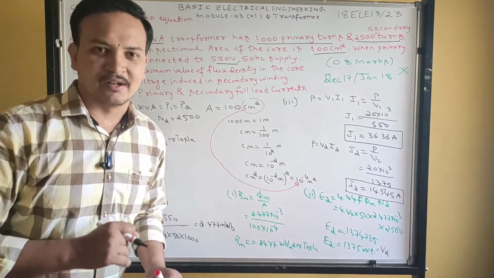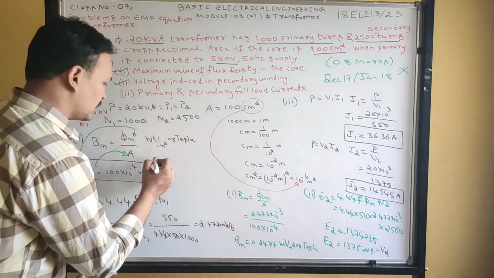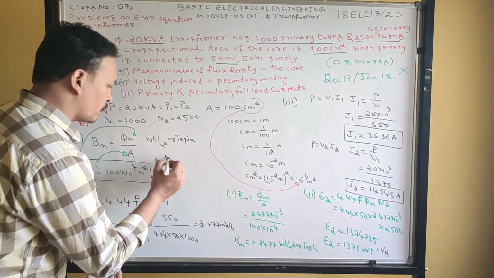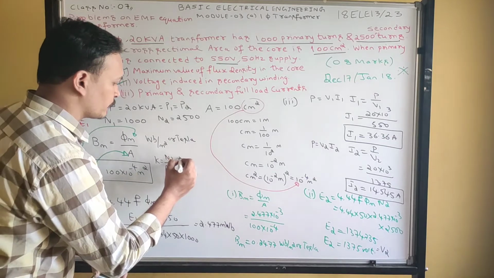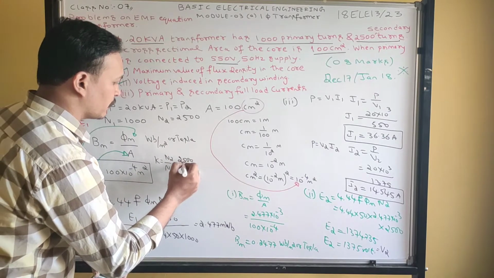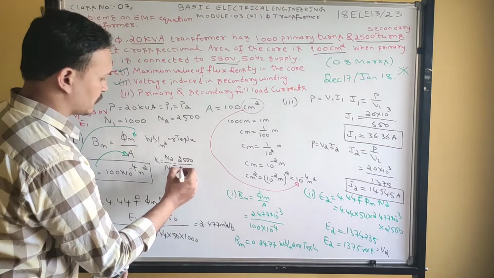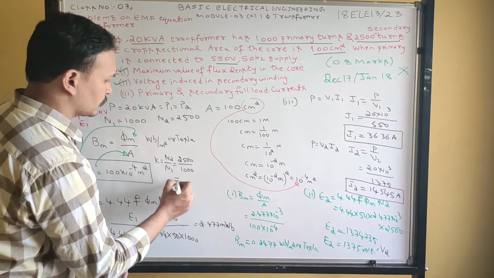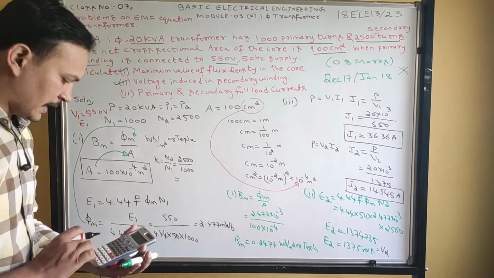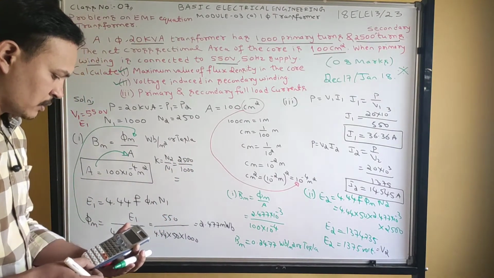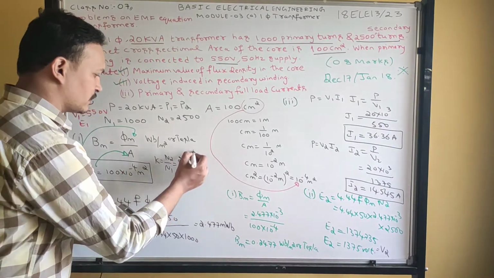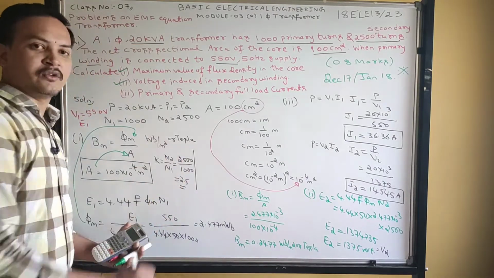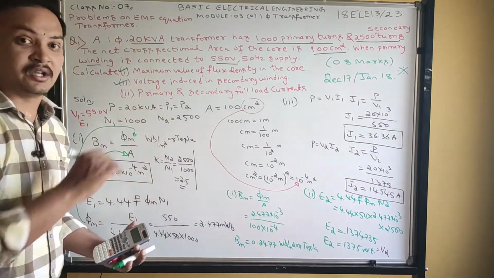Now verification. How to do verification? See guys, you find the K value. What is the K formula? N2 by N1. How much is N2? 2500. What is N1? 1000 turns. So do this, you will get the transformation ratio. How much will you get? 2.5. Okay. The same 2.5 you should get by taking other ratios.